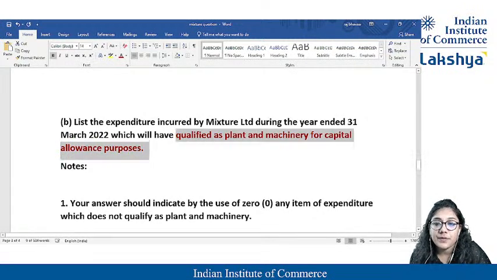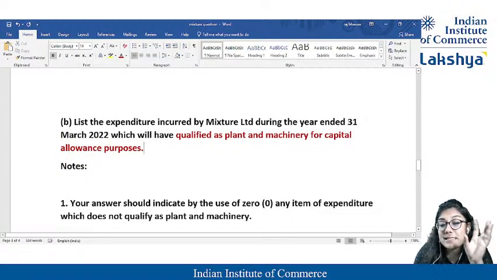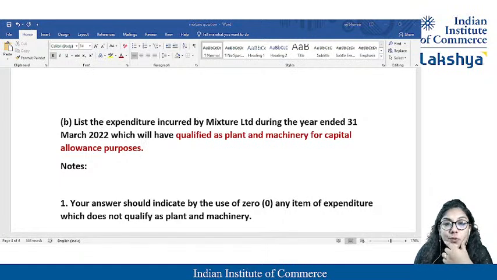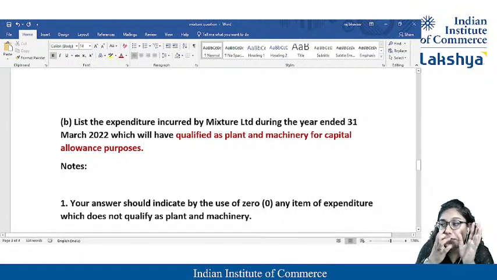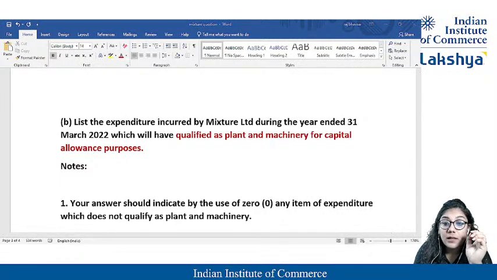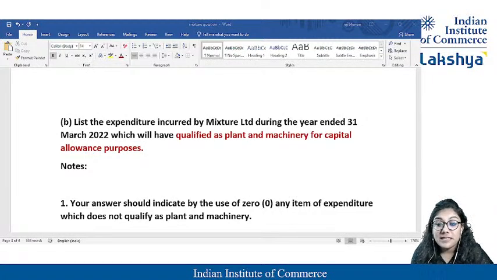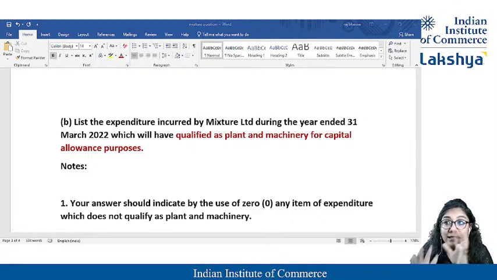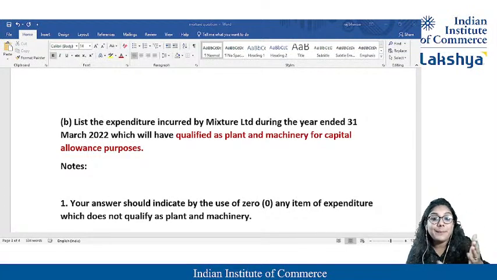Students, we need to understand which expenditures qualify as plant and machinery. If there is plant and machinery, for example, if these are the expenditures which should be incurred, we obviously know there could be a difference between plant and machinery. If it is for a building, it does not qualify for the capital allowances.